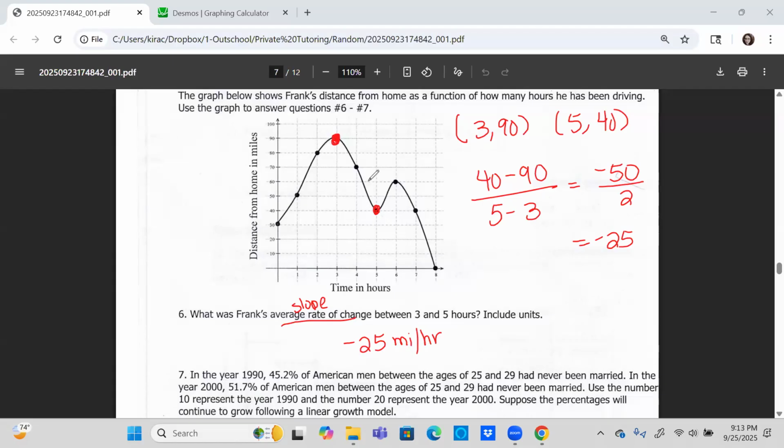He's getting closer to home. From this time, he must have been visiting a friend or something, and then he started driving back home, stopped at a gas station, whatever. He's getting closer to home. Did you have to do it that way? No. You could have also just looked from here to here, and it looks like it's coming down, counting by tens. 10, 20, 30, 40, 50 over 1, 2. So down 50/2, which is this. Either way. And how did I know it was miles per hour? Y, X.